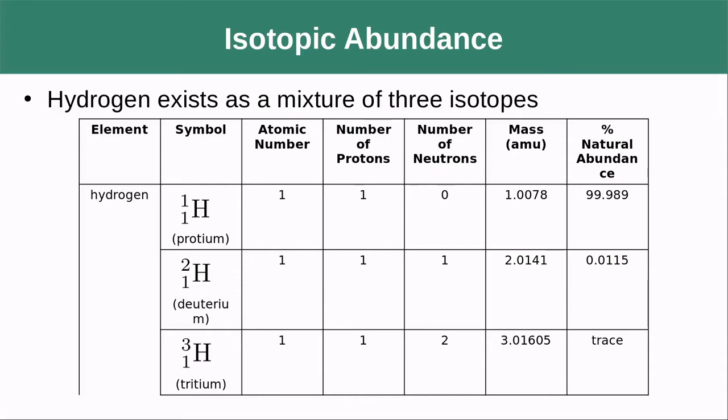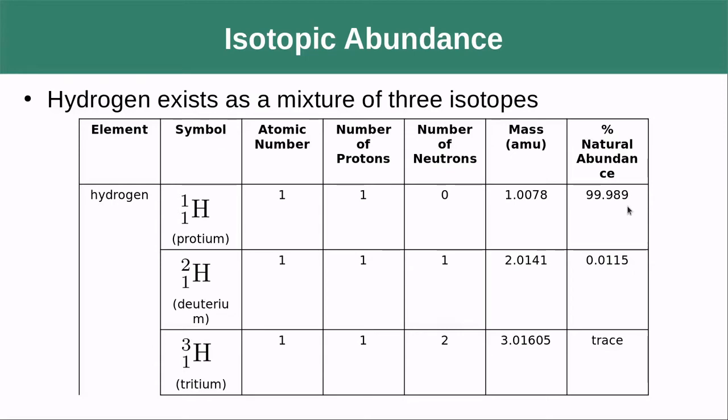So here's an example of isotopic abundance. So we have hydrogen. And hydrogen has 3 different forms. You can have protium with 1 neutron, you can have deuterium with 2 neutrons, or you can have tritium with 3 neutrons. And you can see that they only differ in the number of neutrons that they have, and each one is therefore going to have a different mass. And they also have a different natural abundance.